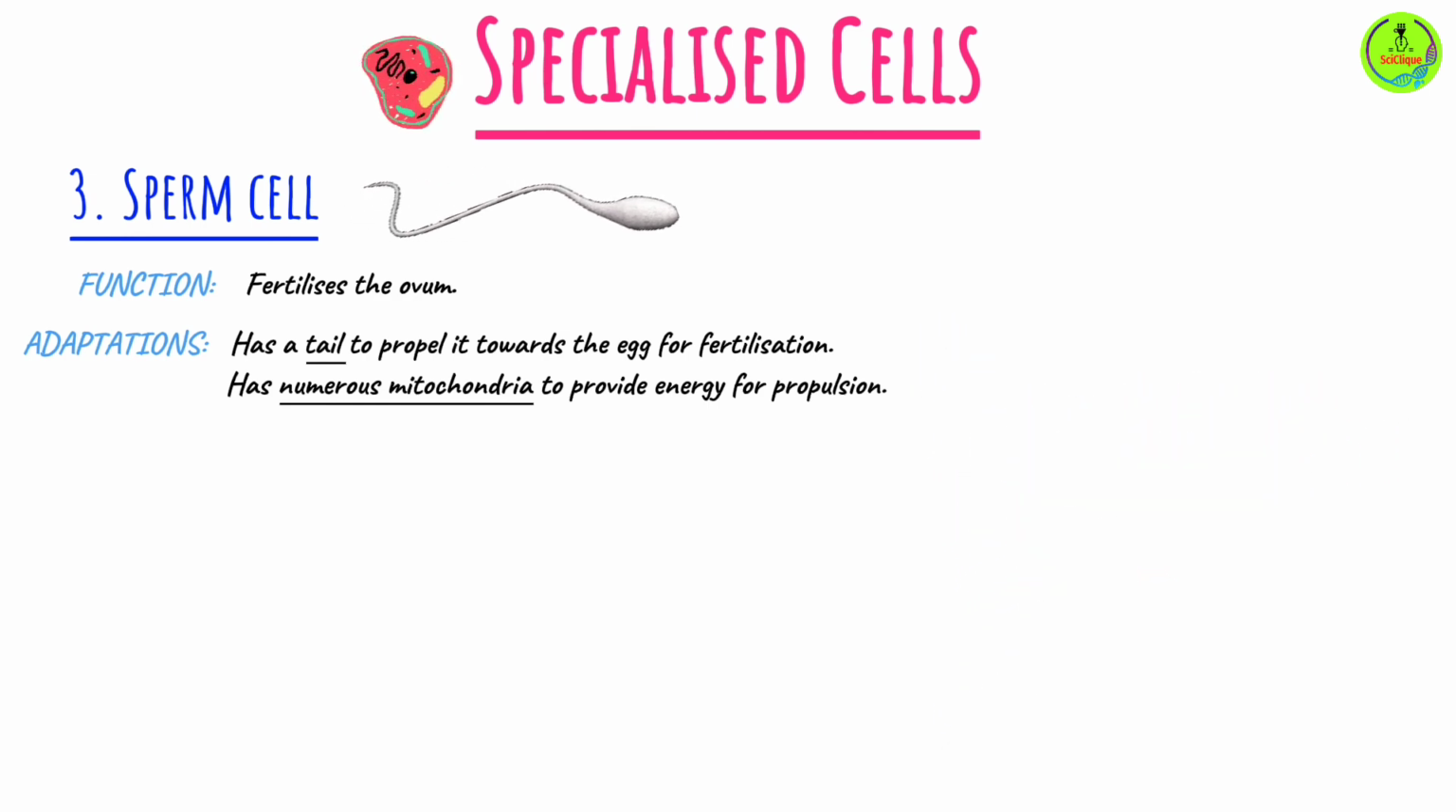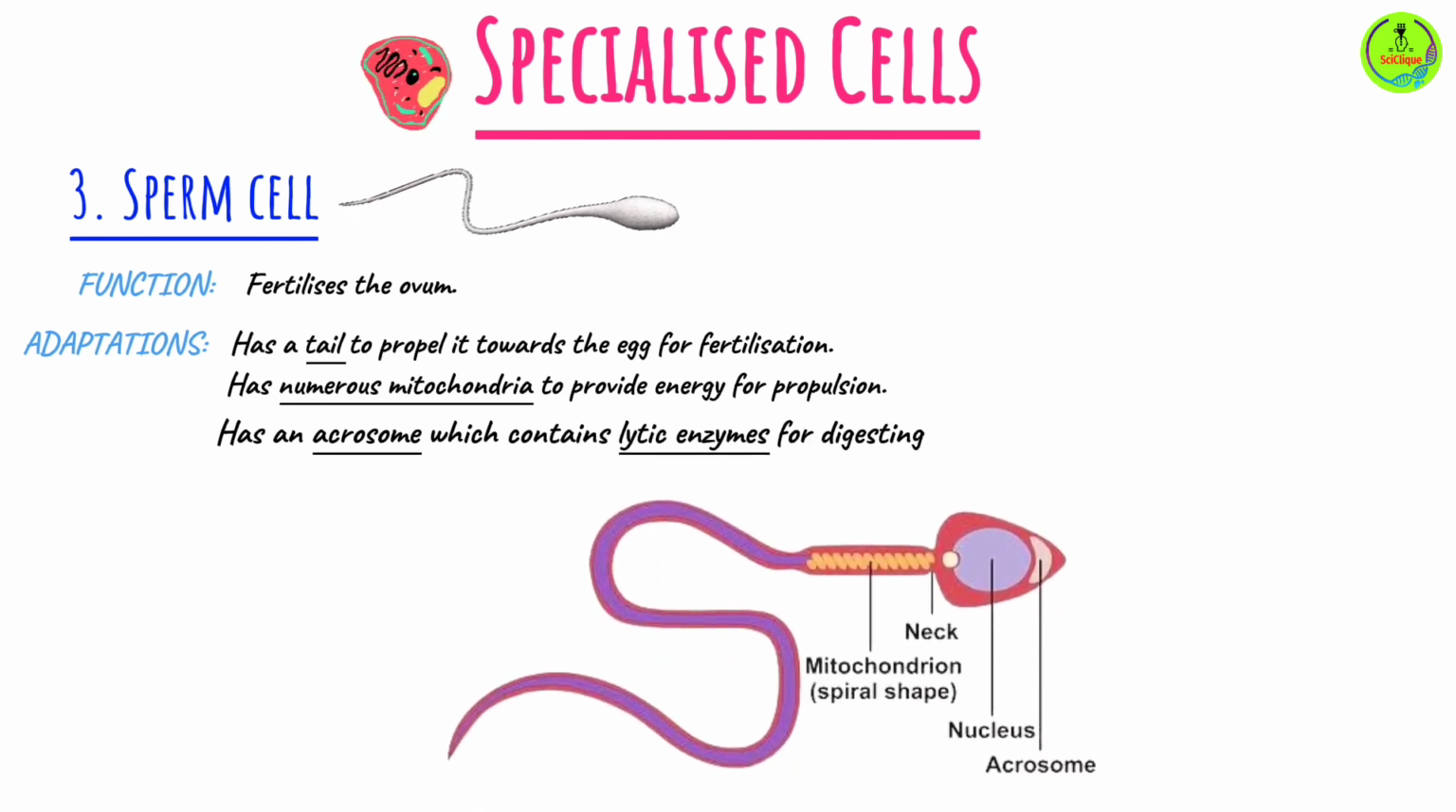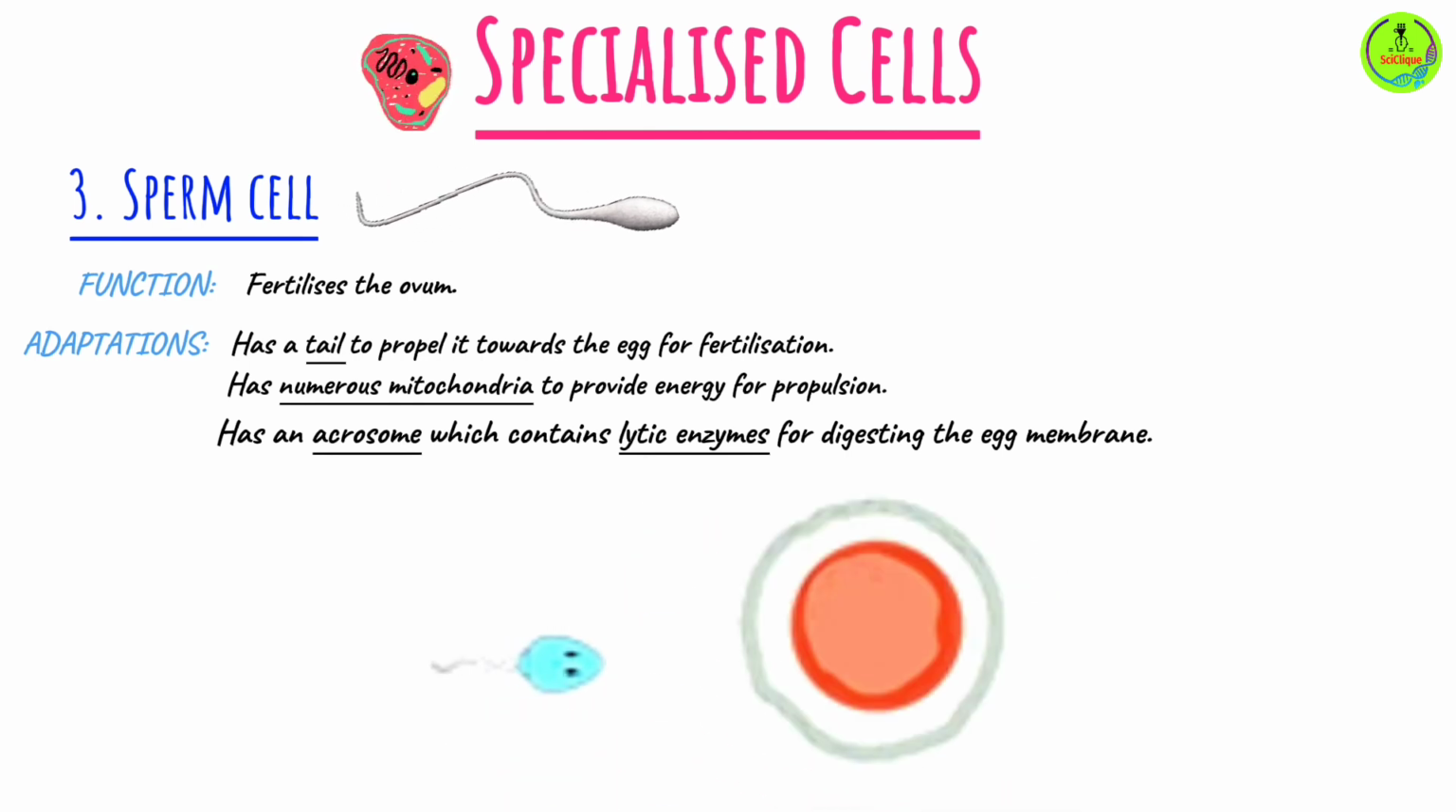Another characteristic of the sperm cell is that it has a feature or a structure known as the acrosome. The acrosome contains lytic enzymes. So lytic enzymes are essentially enzymes that break down substances. Now, when the sperm cell comes into contact with the egg cell, it needs to have its head penetrate into the egg cell. It cannot do so unless it first breaks down the membrane surrounding the egg. This is where the lytic enzymes come in.